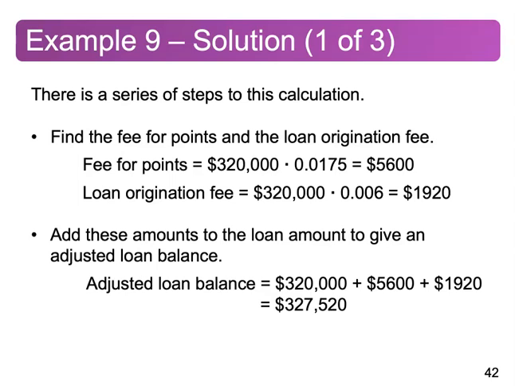There's also that loan origination fee, 0.6%. So we'll multiply the loan amount by 0.006 to see that there's a $1,920 fee. So let's take the amount of the loan that you owe, the fee for the points, and the origination fee, and what you actually need to pay back is $327,520.